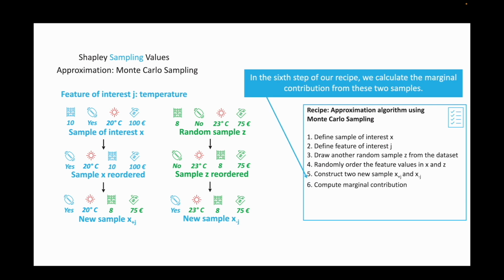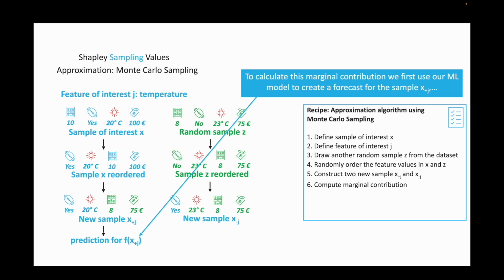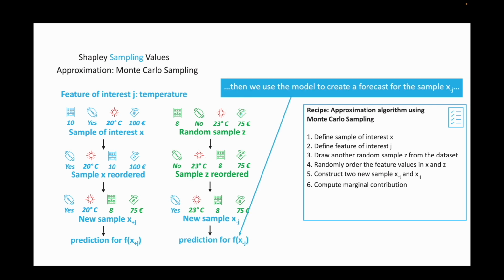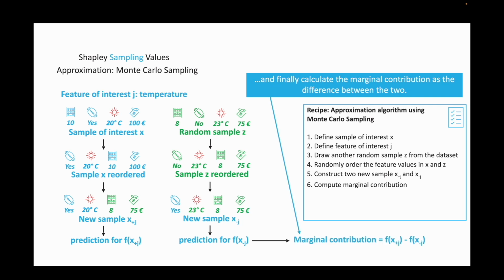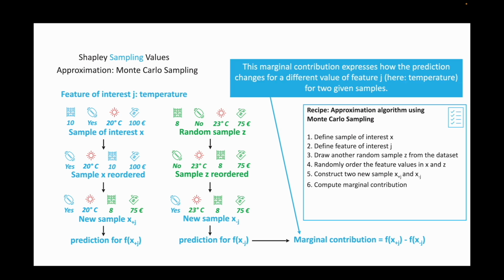In the sixth step of our recipe, we calculate the marginal contribution from these two samples. To calculate this marginal contribution, we first use our machine learning model to create a forecast for the sample x sub plus j. Then we use the model to create a forecast for the sample x sub negative j. And finally calculate the marginal contribution as the difference between the two. This marginal contribution expresses how the prediction changes for a different value of feature j, here temperature, for two given samples.